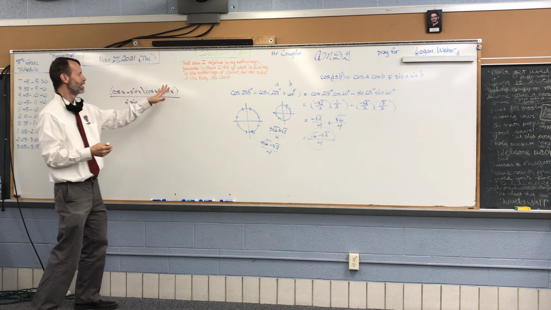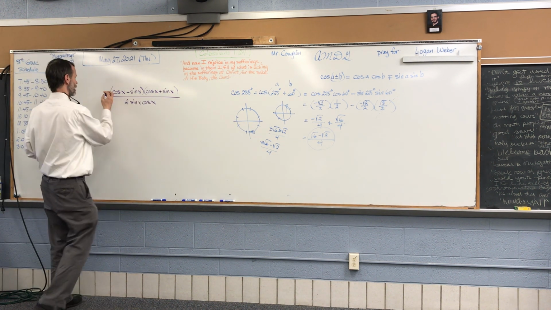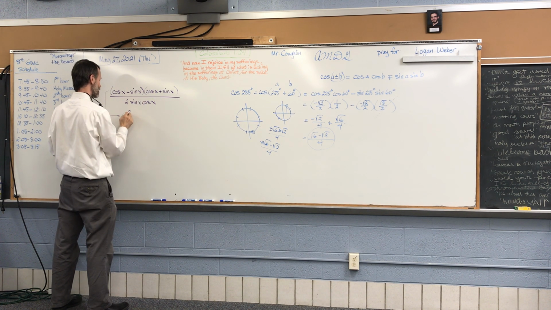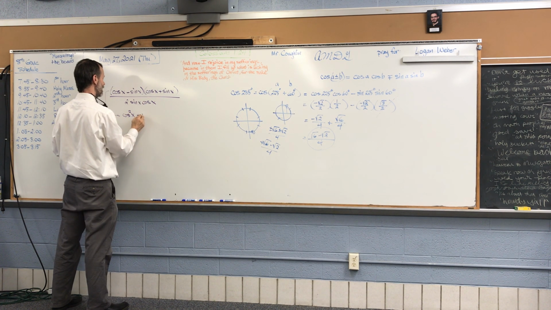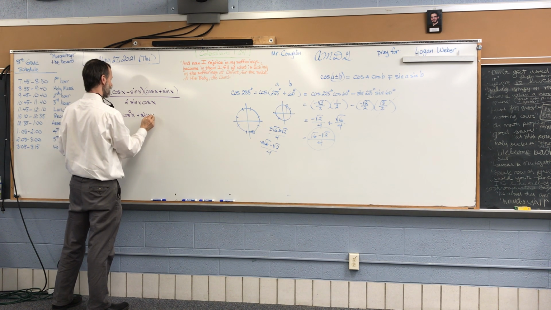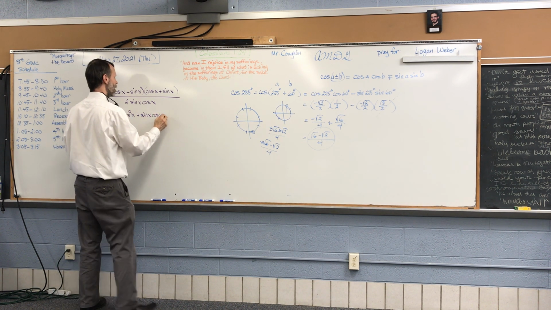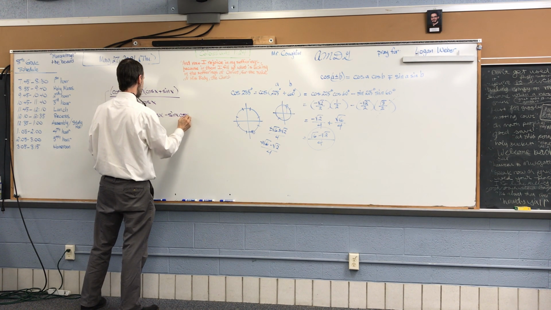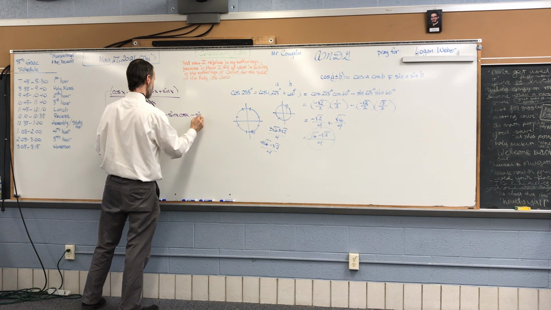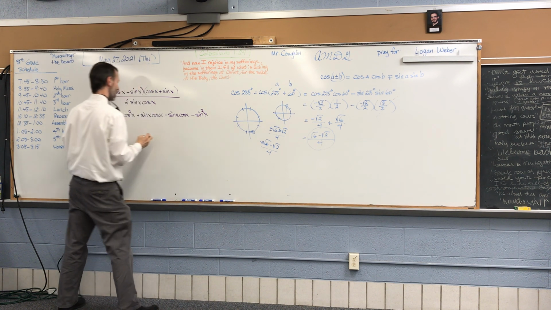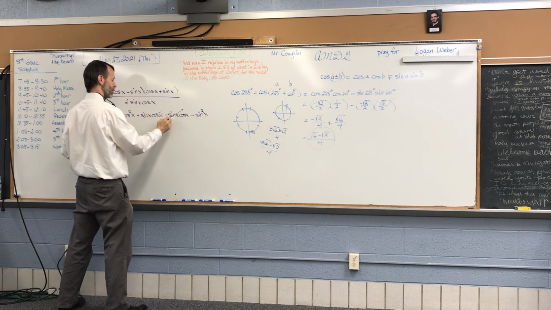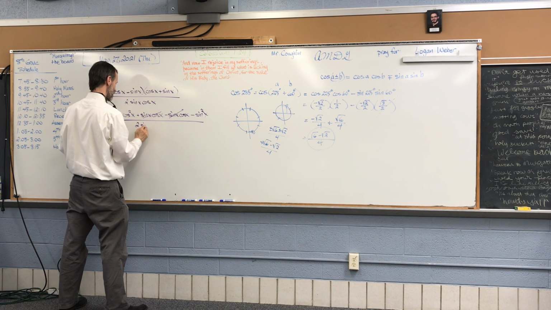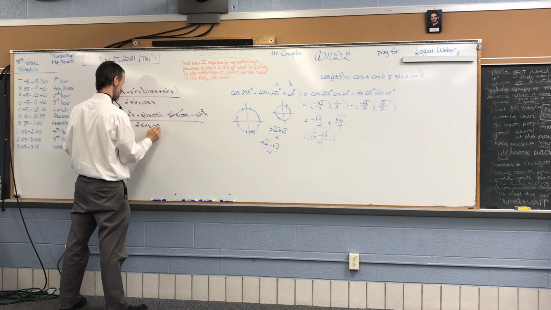The top, you can FOIL. If you FOIL this, it becomes cosine squared of x plus sine cosine, minus sine cosine, minus sine squared. The two middle terms cancel. And then the bottom just doesn't do anything. It's just 2 sine of x cosine of x.